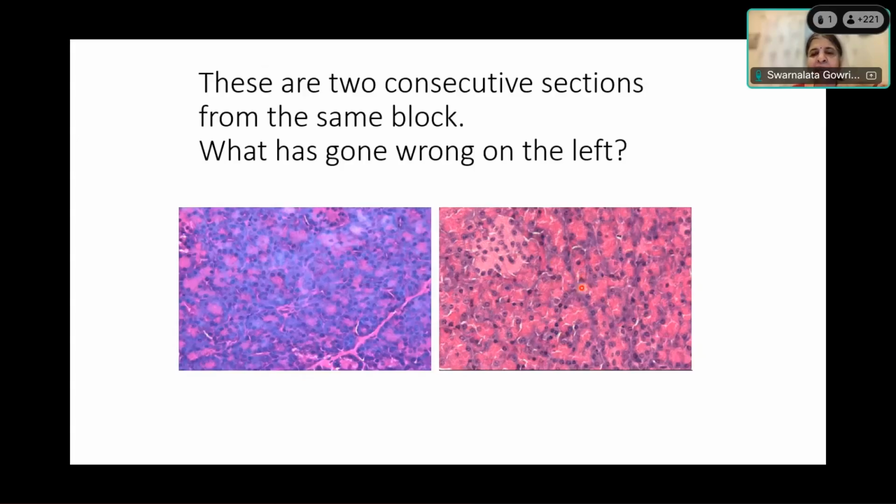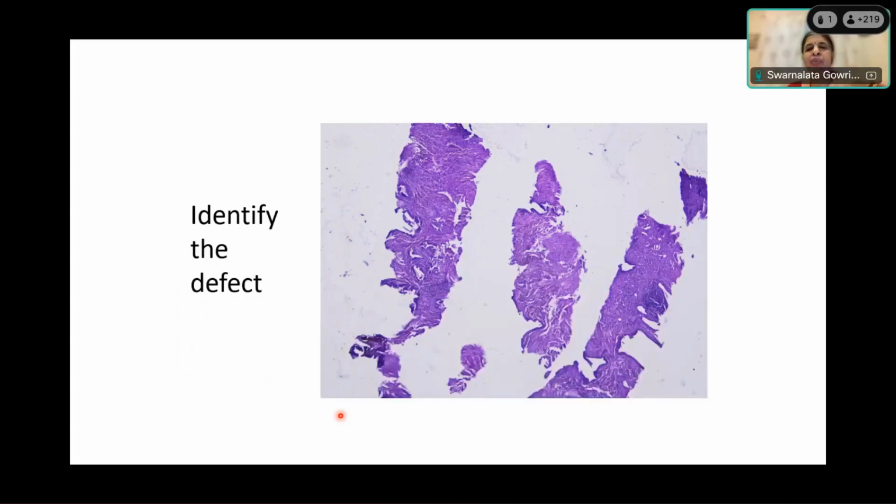If you don't take care of that step, then you will get this blue. Important, because then what you can do, you just need to remove the cover slip, destain it by using acid alcohol, and stain it again, and you will get back. So the important thing about identifying these artifacts is also to know, is it reversible, not reversible, and how you can set it right.